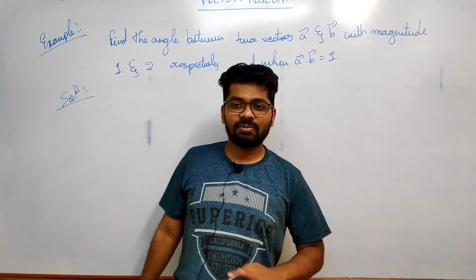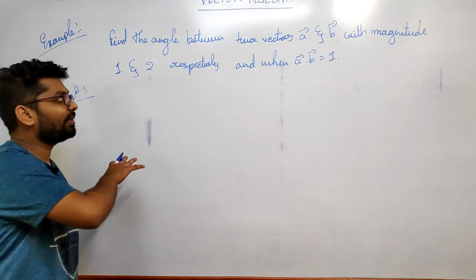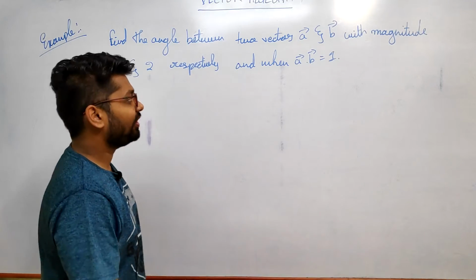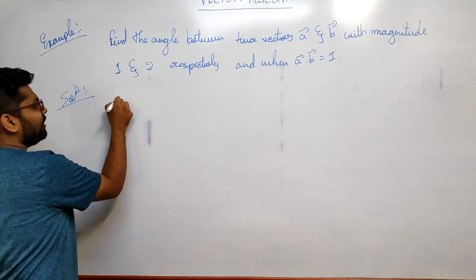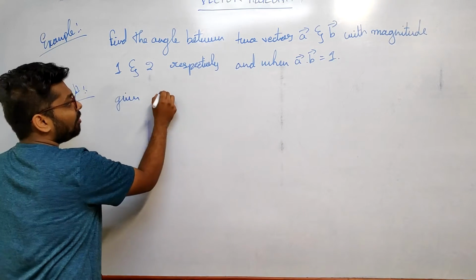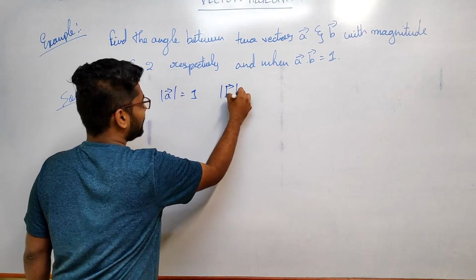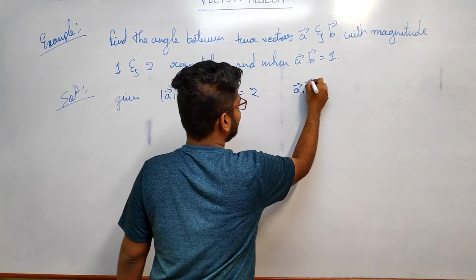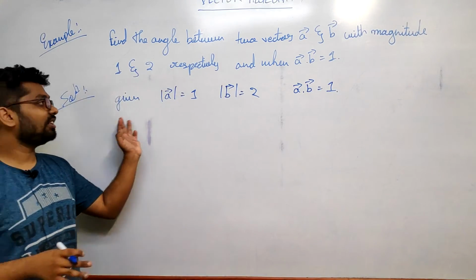Okay, now let us solve some examples. So here the first one is very easy. Find the angle between the vectors a bar and b bar respectively. The magnitudes are already given, and the value of a bar dot b bar is already given. So tell me what is given. Let us write the given first. Modulus of a bar is given, which is equal to 1. Modulus of b bar is given, which is equal to 2. And a bar dot b bar is also given, which is equal to 1. Everything is given in the data.